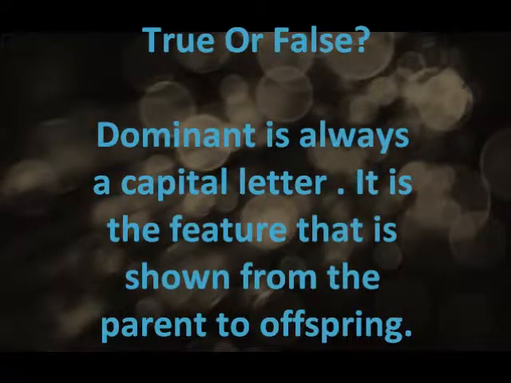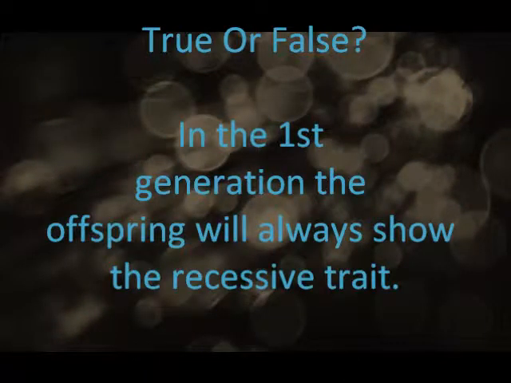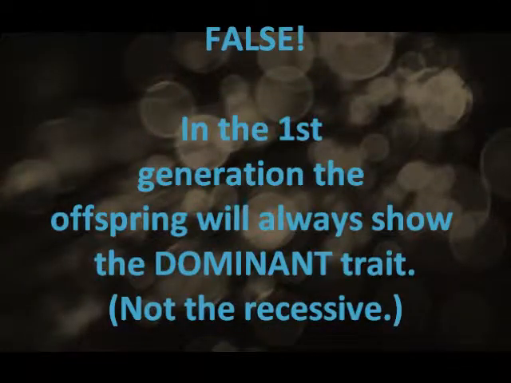True or false? Dominant is always a capital letter. It is the feature that is shown from the parent to the offspring. The answer is true. True or false? In the first generation, the offspring will always show the recessive trait. False. In the first generation, the offspring will always show the dominant trait, not the recessive.